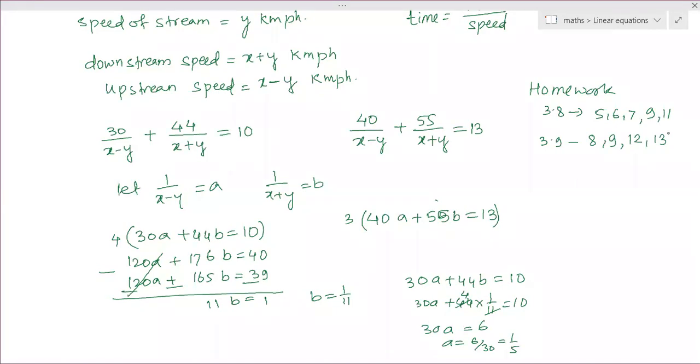Thank you, ma'am. Ma'am, in our school they started quadratic equations.